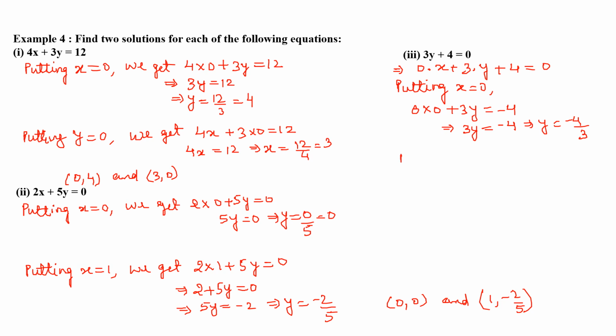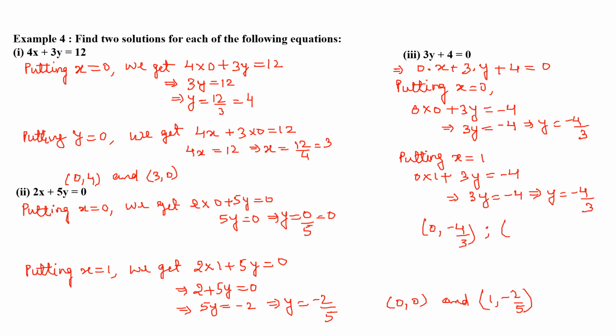Now again I am going to put x as 1. So putting x as 1, it will become 0 into 1 plus 3y equal to minus 4. Again 0 into 1 is 0. So I will get 3y equal to minus 4, which will again give me y equal to minus 4 by 3. So now my two solutions are (0, minus 4 by 3) and (1, minus 4 by 3).